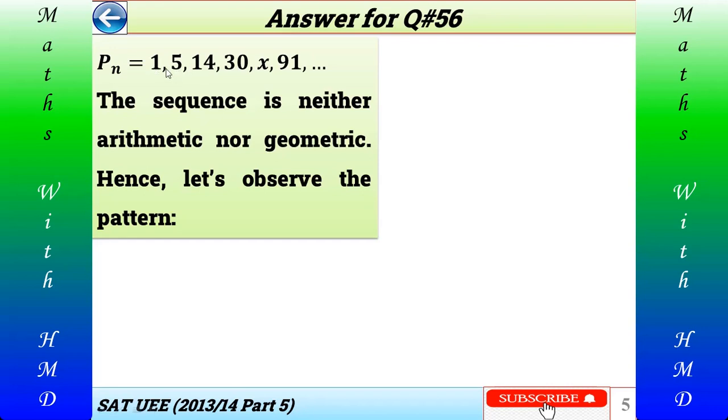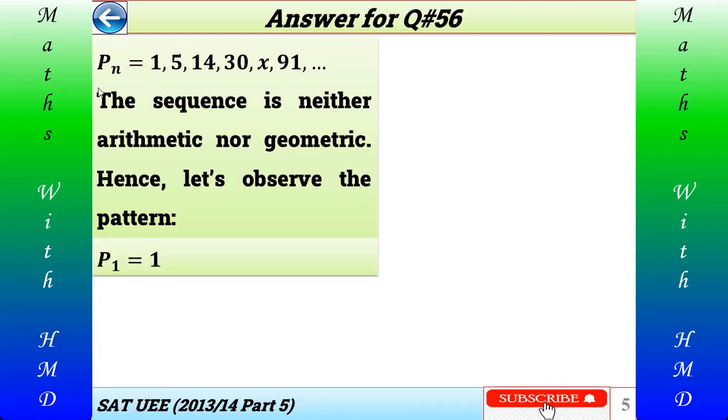So do we have a common ratio? Can we divide? 5 over 1 is 5, but 14 over 5 is not 5. This means the series is neither arithmetic nor geometric. Hence, let's observe the pattern first.